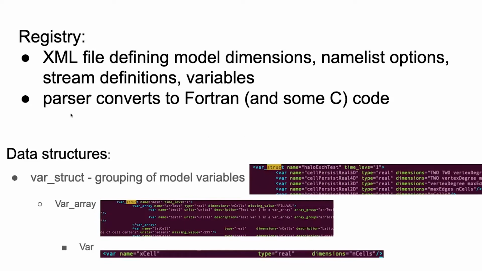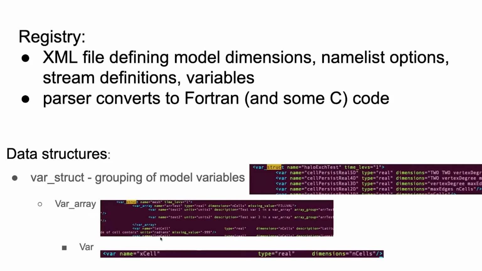And the way the high level data structure for variables works is that there's this concept of a var struct, or a variable structure, which is a grouping of model variables. So I have one example here where a var struct halo exchange test includes a whole bunch of different individual variables. You can also have a var array, which is a collection of variables that are related to each other, and they would be a member of a var struct. There's not very many variable arrays in the code, but they're kind of critical for things like tracer advection and things like that, where in the code, it looks like a high dimension array, but in the input and output, each rank of that array actually is a variable with a meaningful name.